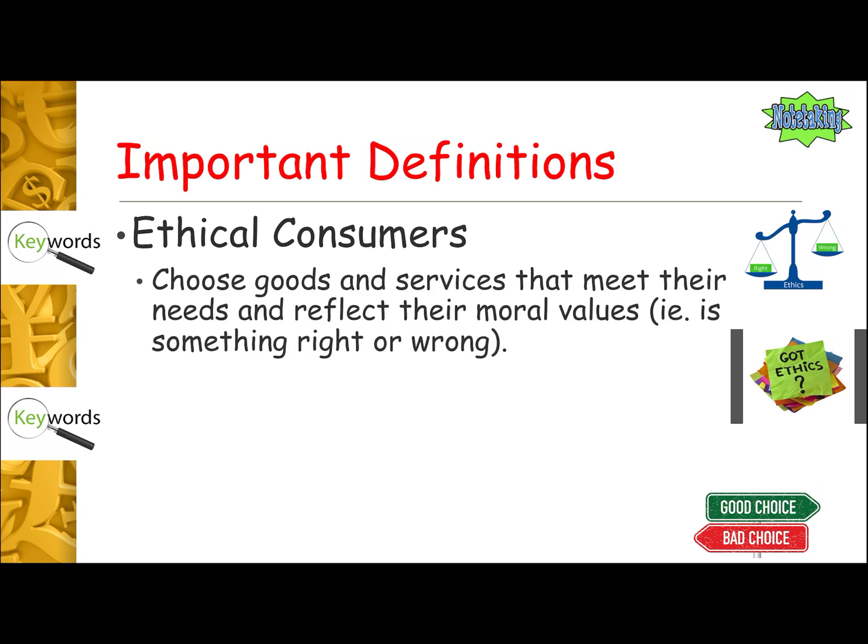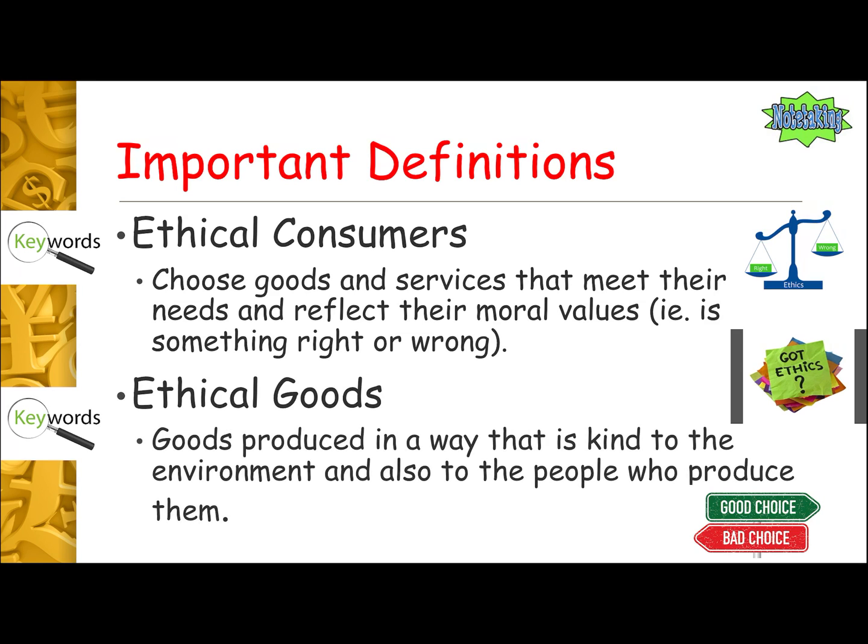So for example, if someone feels quite strongly about the use of child labour in their products, then they might only purchase products that they know are guaranteed to be made by firms that do not use child labour. Another word here is ethical goods. Ethical goods are goods produced in a way that is kind to the environment and also to the people that produce them. An example of ethical goods would be fair trade goods, say fair trade bananas and fair trade coffee. But we'll look at these examples in more detail in the next lesson.